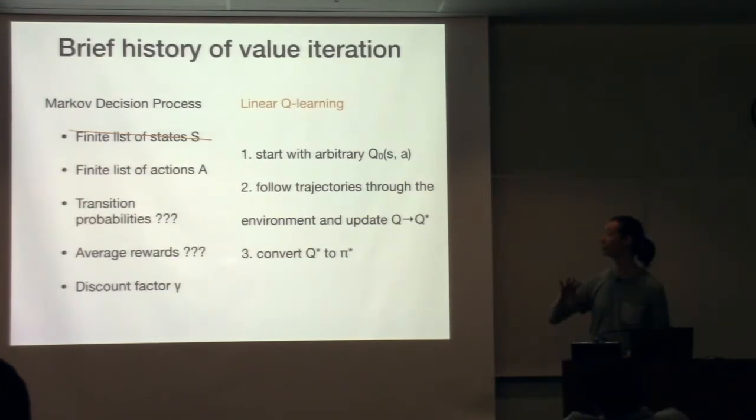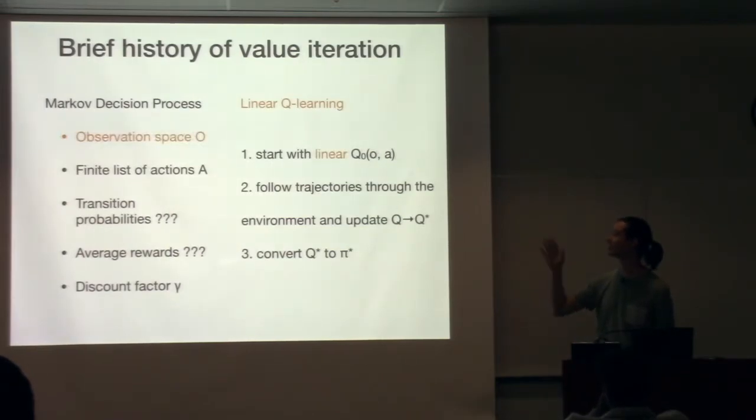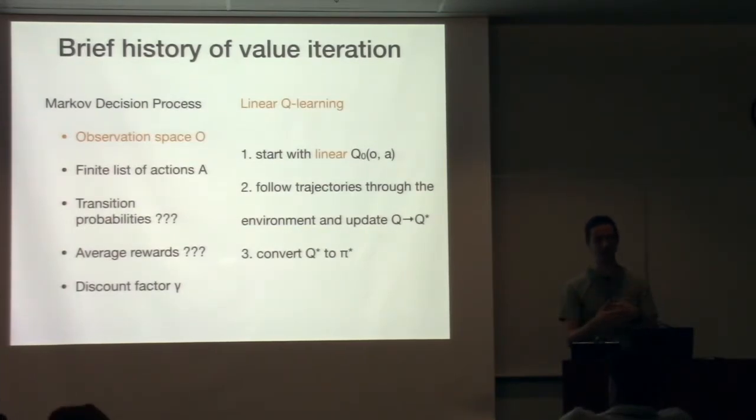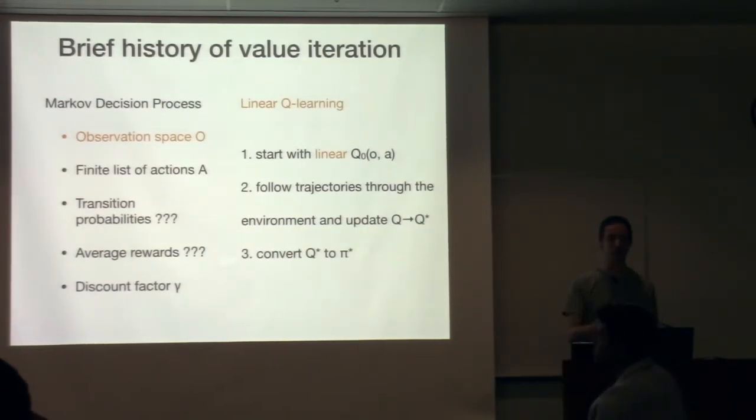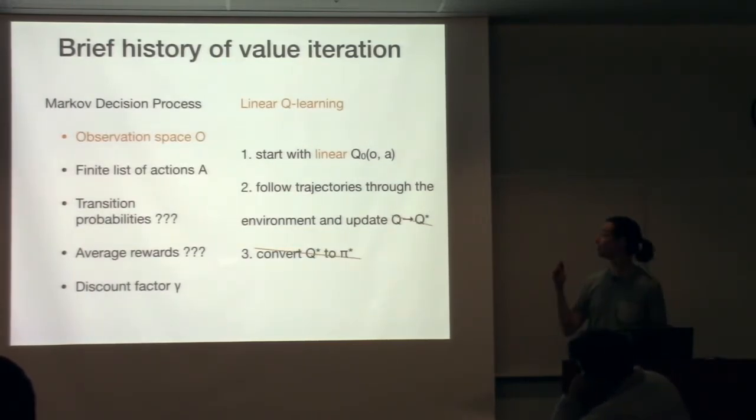So linear Q-learning differs, like I said, because there's a finite list of states S. We don't have the finite list of states S. Instead, we have some observation space O. And we have now a linear function representation. So that means at every time step, instead of seeing a state, we see some observation vector. And we're going to store some weights that we multiply with that observation vector to approximate the Q values. And now, because of this approximation, we will no longer converge to Q star. And we can no longer find the optimal policy from this Q value that we're learning.